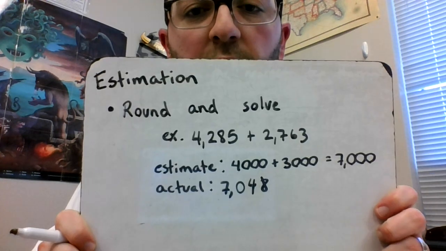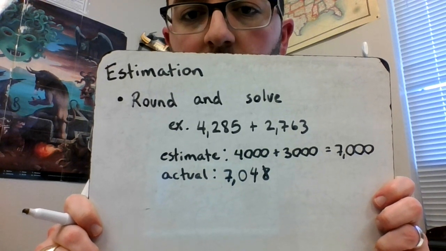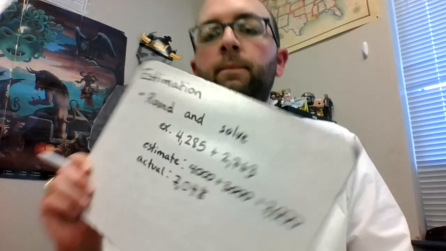Now, if we actually solved this, we would add those up. 3 plus 5 is 8. 6 plus 8 is 14. 7 plus 2 is 9, plus 1 is 10. And then 1 plus 4 plus 2 is 7. The actual answer is 7,048. So I would say that's a relatively close estimate. Okay? And the same works with subtraction.